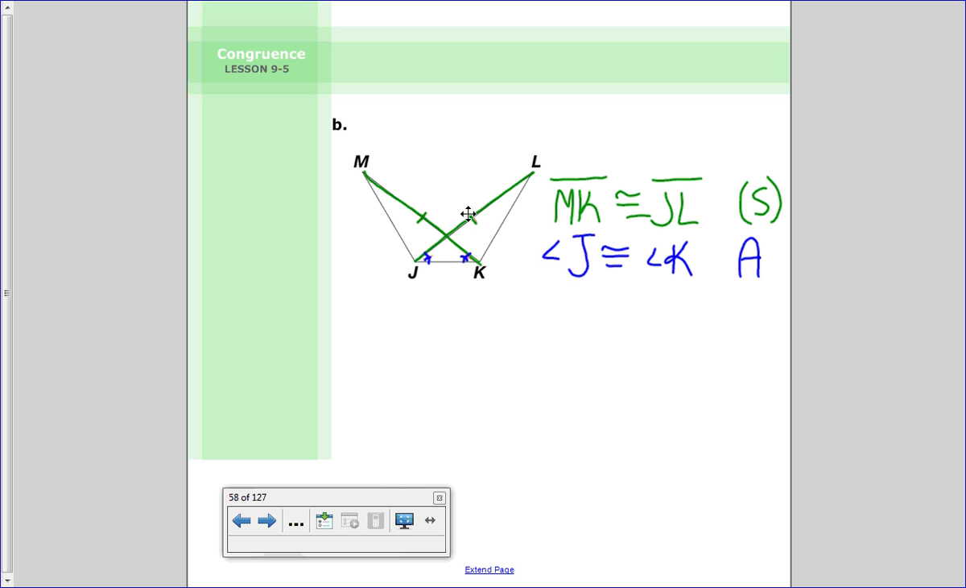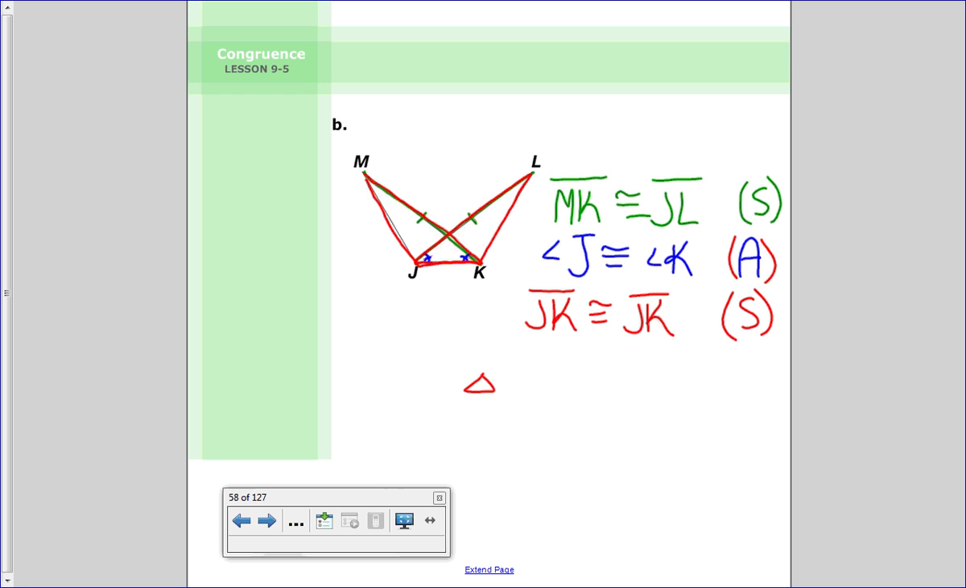And then finally, we have to find one more way they show it's the same. And the way I look at it is here. If you take a look, they share the same base here. They share line JK. They have the same base, because JK works for this triangle, and then they use JK in this triangle. So if they're using the same base, they have to be the same measurement. So that's another side that is the same.